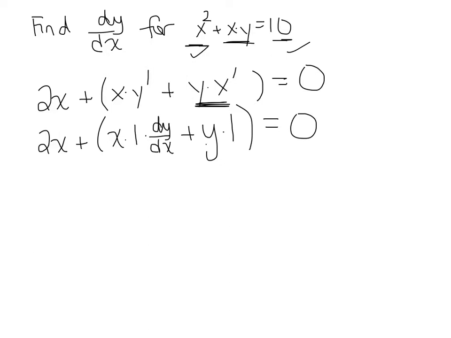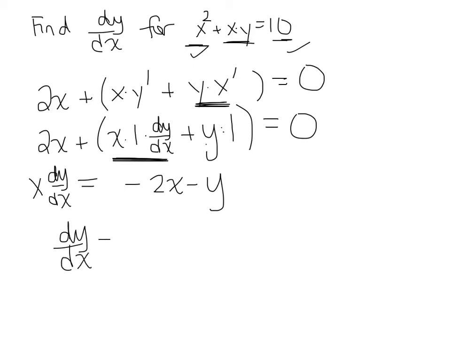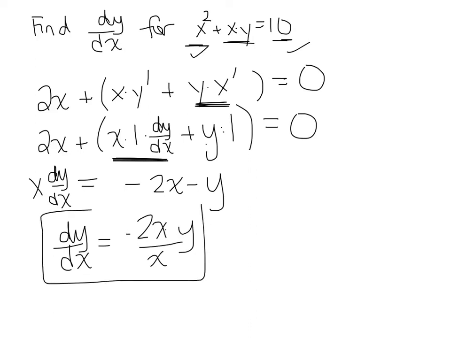The last thing you're always going to want to do in these implicit differentiation problems is to solve for dy/dx. So that's this term right here. We're going to take everything that doesn't involve that to the other side. So it looks like we're going to have negative 2x minus y, and that is all equal to x dy/dx. And then if we want to get dy/dx by itself, we'll divide both sides by x, and we'll get our final derivative.